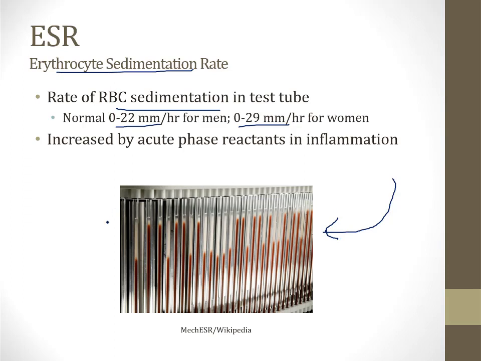The reason this is a helpful test clinically in determining that inflammation is ongoing inside the body is because the ESR is increased by acute phase reactants. So we rarely measure the level of fibrinogen or the level of CRP to diagnose an inflammatory process. Instead, we measure the ESR, and that's basically a screening process for whether or not levels of all acute phase reactants are high within a patient's serum.